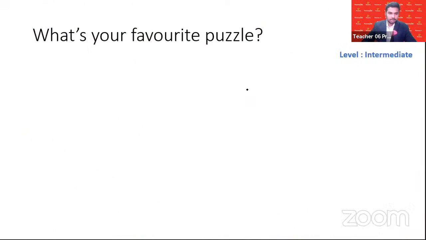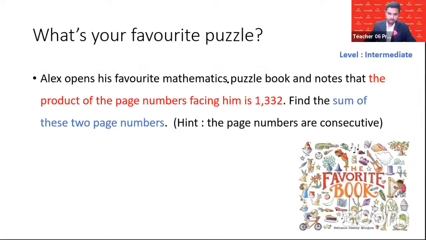So the question itself here is, what's your favorite puzzle? There is a boy whose name is Alex, and he opens his favorite mathematics puzzle book. He notes the page numbers, and he sees that the product of the page numbers is 1332. Now, a question comes to the mind of Alex, whether it is possible to find the sum of these two pages. So you have to help me with this answer. How do we do this particular operation of summing up the numbers?